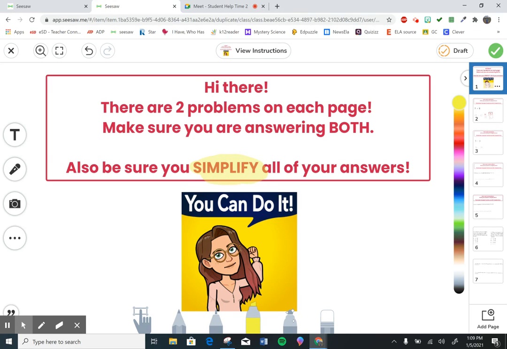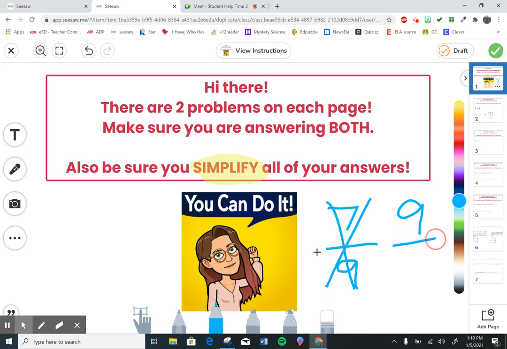Which means that if it's an improper fraction, when the number is bigger on top than it is on bottom, you need to change it into a mixed number. Some of you are still trying to change proper fractions into mixed numbers. You cannot change this into a mixed number. Only if the top is bigger than the bottom can we change it into a mixed number.